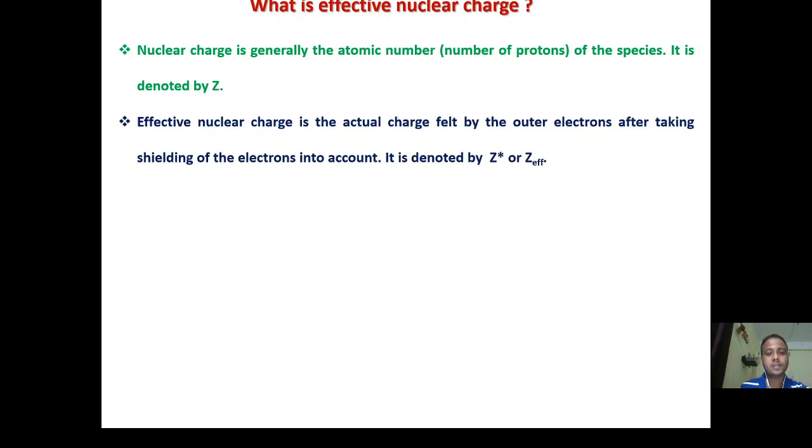Effective nuclear charge is the actual charge felt by the outer electrons after taking the shielding of the inner electrons into account. In books, it is denoted by the letter either Z star or Z effective. Like earlier, you can use any one of these.